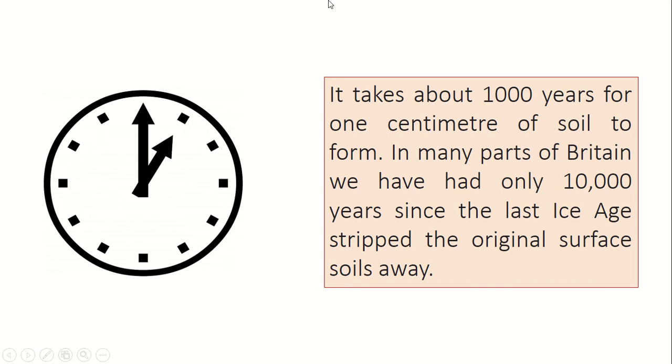The second thing we need to consider is that this takes time. It actually takes about 1,000 years for just 1 centimetre of soil to form. So you can imagine how much a centimetre is. So it's just about 1,000 years. So it's a really, really long process. In huge parts of Britain, we've only actually had about 10,000 years since the last ice age stripped all the soils away. So you can imagine how we haven't got a huge amount of soil overall.